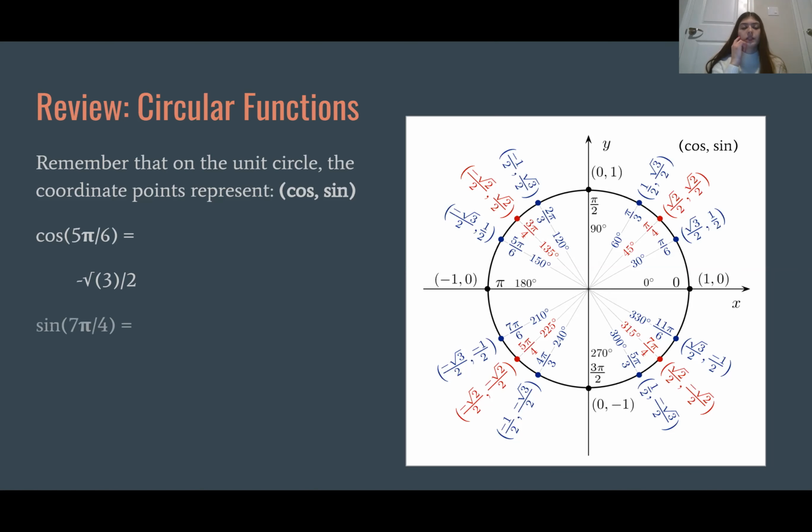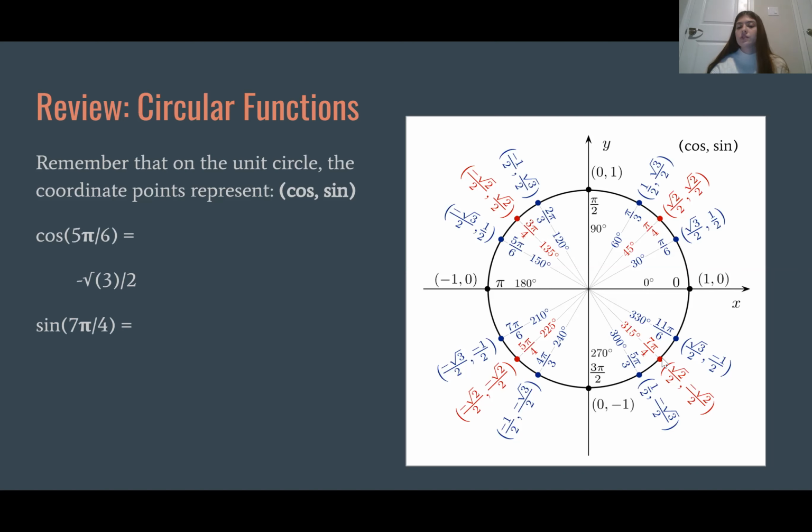Let's try a different example. So let's talk sine of 7 pi over 4, right? Well, here's 1 pi over 4, 2 pi over 4, 3 pi over 4, 4 pi over 4, 5 pi over 4, 6 pi over 4, 7 pi over 4 right over here. So that's the same thing as 315 degrees.